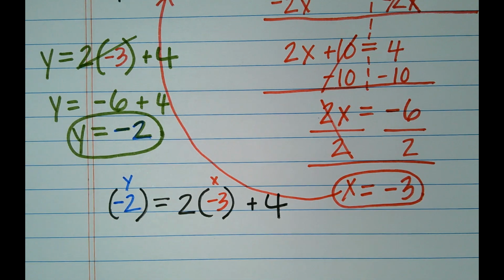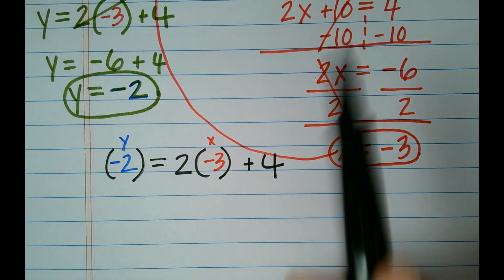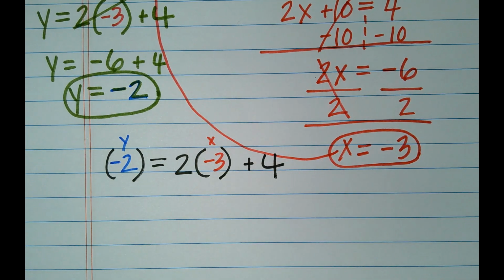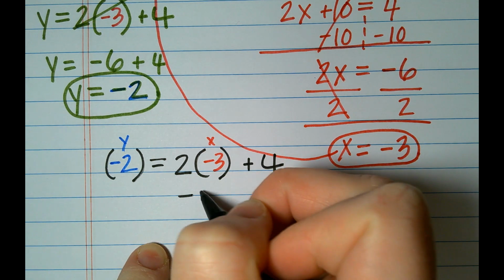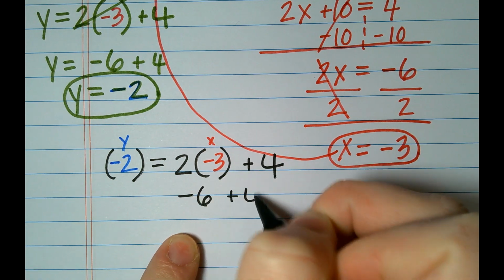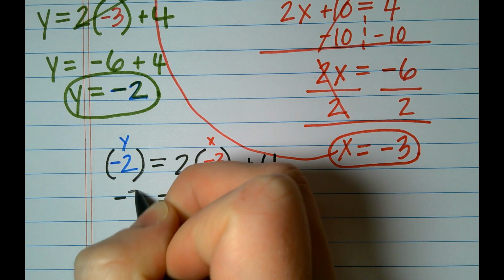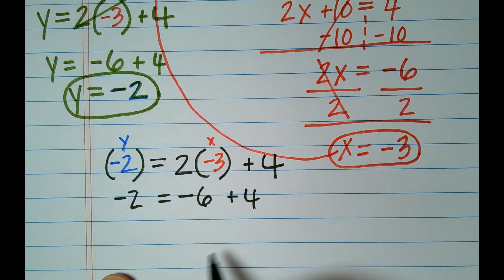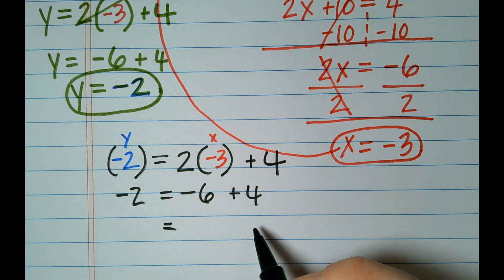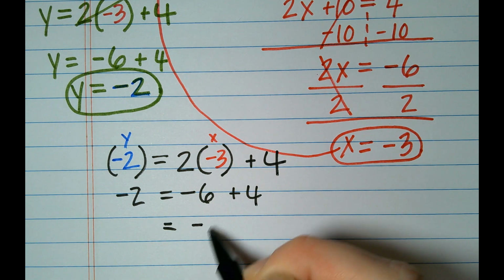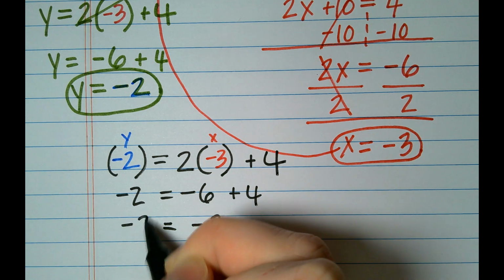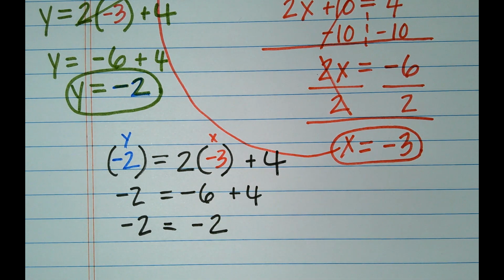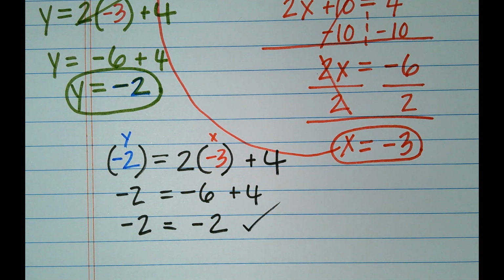Okay, so let's make sure our answers are correct. What's 2 times negative 3? Negative 6 plus 4. Bring down my negative 2. Negative 6 plus 4 is negative 2. Is negative 2 equal to negative 2? Yes. So our answers are correct. It worked. Awesome.